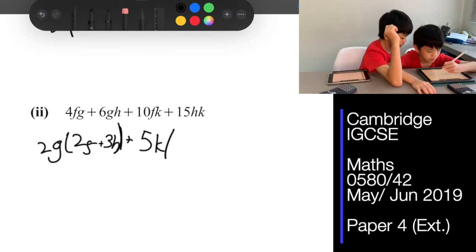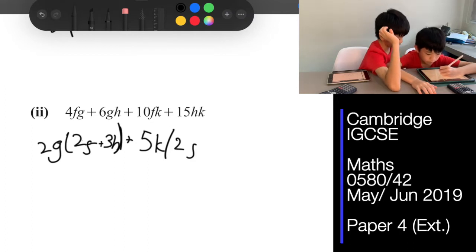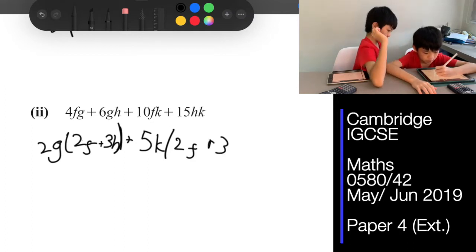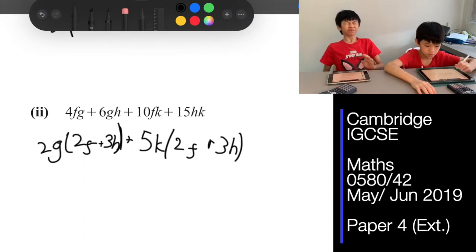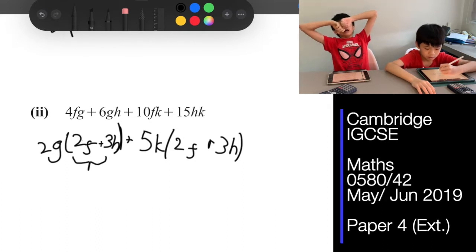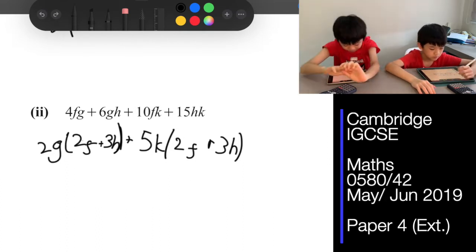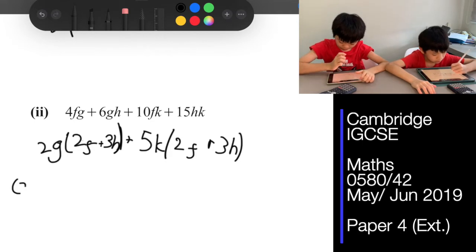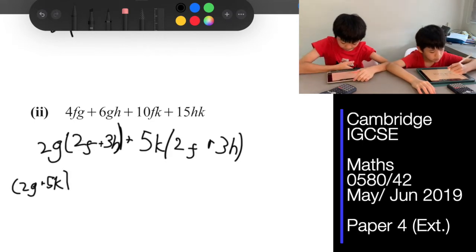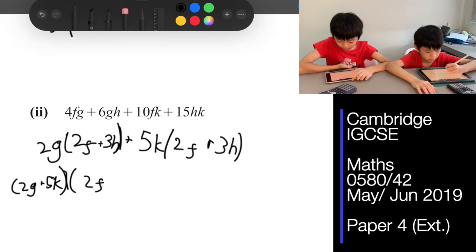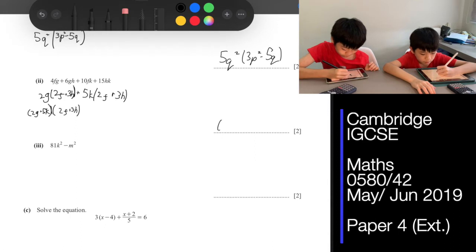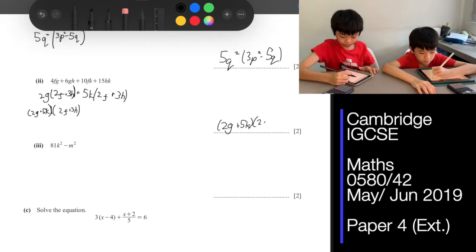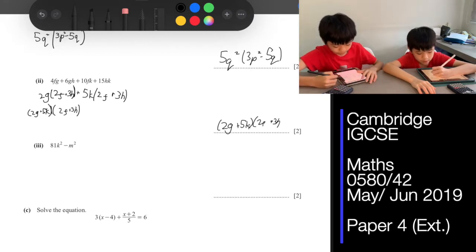And then 5k times 2f plus 3h. Now we can see that this is the same as this, so we can merge them together. 2g plus 5k times 2f plus 3h. That is our answer: 2g plus 5k times 2f plus 3h.